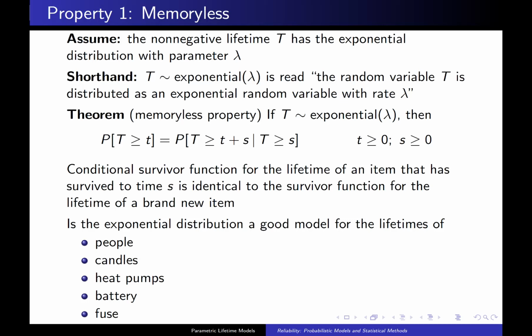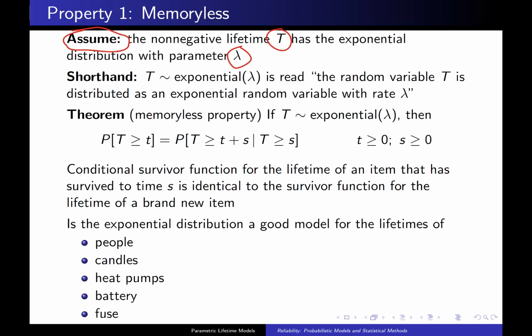The exponential distribution has a lot of different properties, and we're going to go through them one by one. Sometimes they will be proven, sometimes just stated. The proofs are all contained in an appendix in the book, and I encourage you to look at those proofs if they are not given here. So the assumption here is that the non-negative lifetime t has the exponential distribution with parameter lambda, and that lambda is the failure rate.